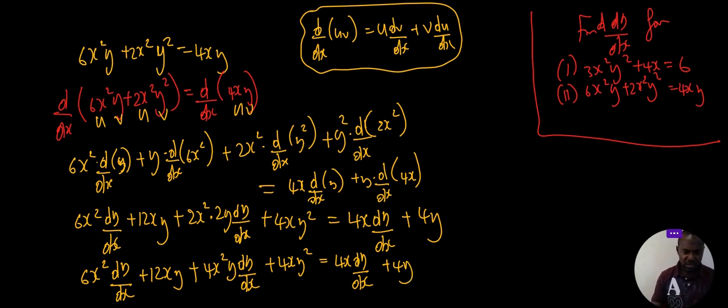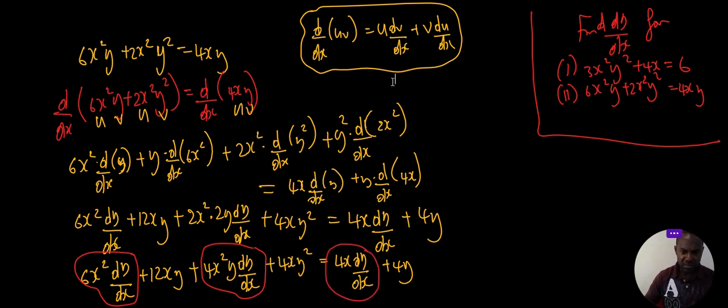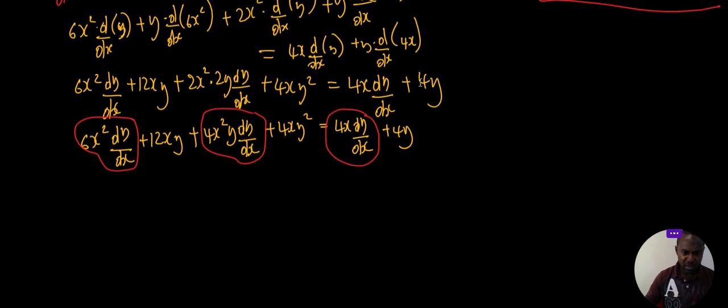Now the next step basically is to group all our dy by dx terms and essentially factor out dy by dx. So let's look at how many terms we have in dy by dx. We have one right here, that is in dy by dx. We have another one there, and we have another one over here. So basically all the terms must be brought to the same side, and let's do that.